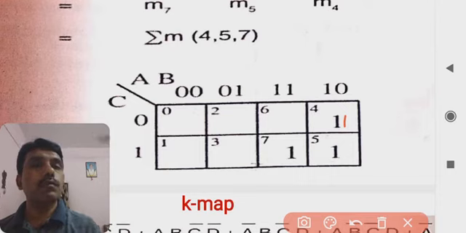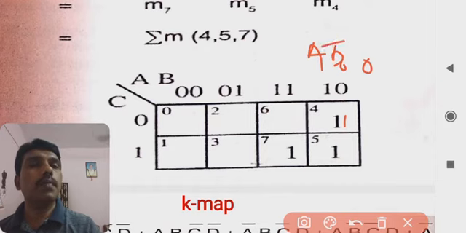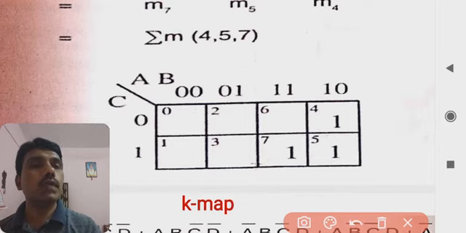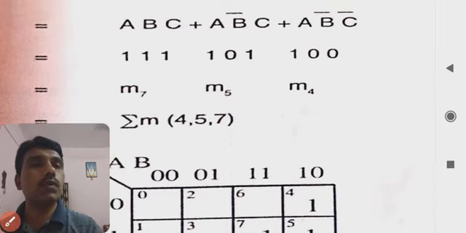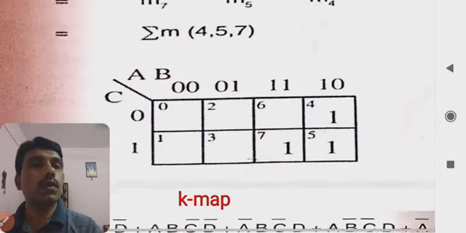But how is it coming? A B C. If you look at this case, how this 4 is coming, it is 1 0 0. So 1 0 0 means uncomplemented is A, and that is A B complement C complement. This will give us the value 4. So definitely this 4 is represented here: A B complement C complement. Look at this 4 value.